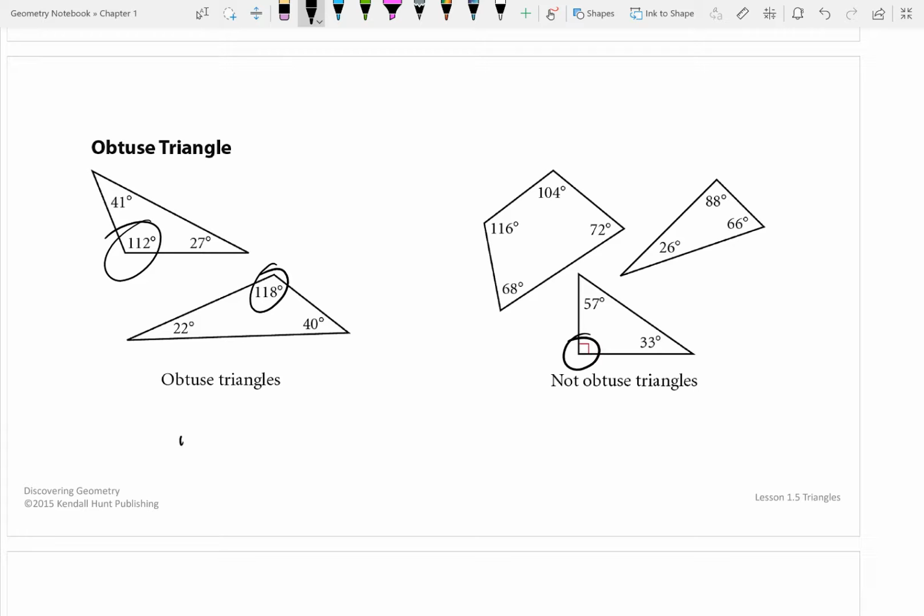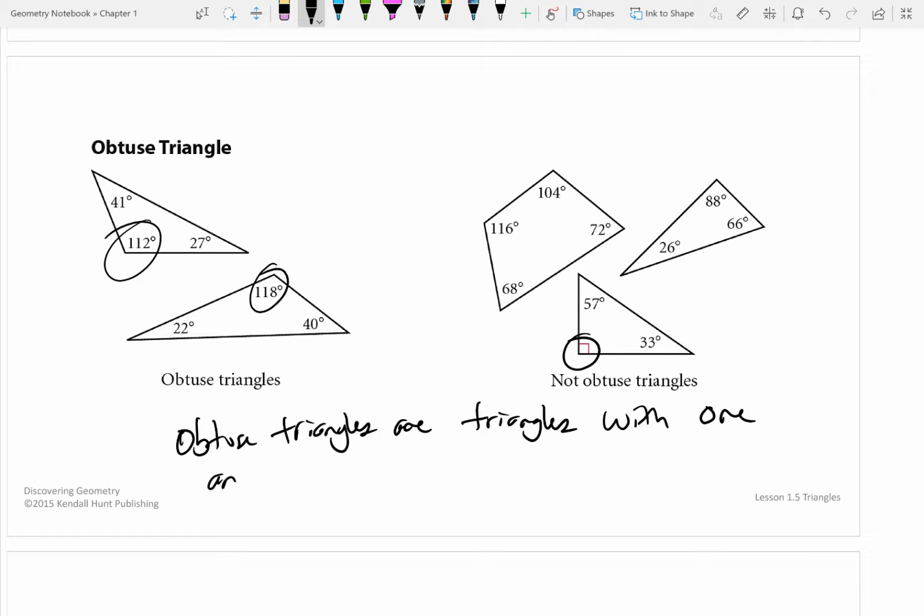So obtuse triangles are triangles with one angle more than 90 degrees.